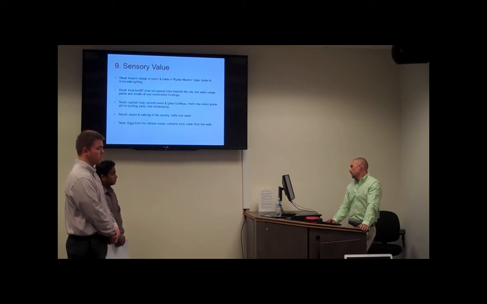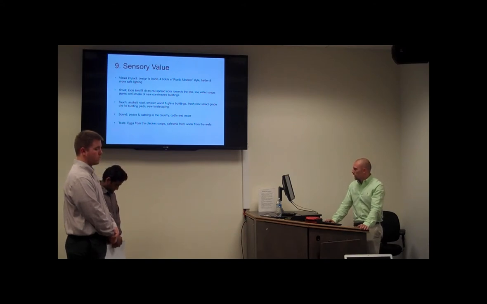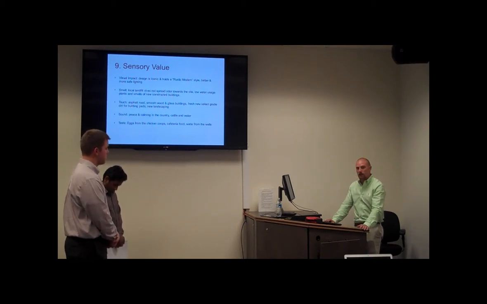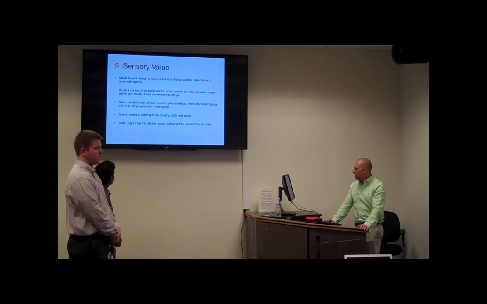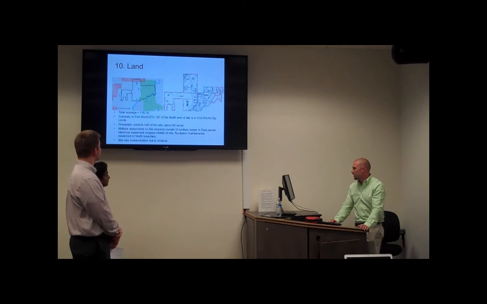For the touch, we will have asphalt roads, smooth wood, and glass buildings, and children will love the buildings and the new landscaping there. Sound, the peace and calming of the country, cattle and water. For the taste, we'll obviously have eggs from the chicken coops that the children will be able to pick out. Cafeteria food, which will be really good cafeteria food, and water from the wells will be implemented in the design.